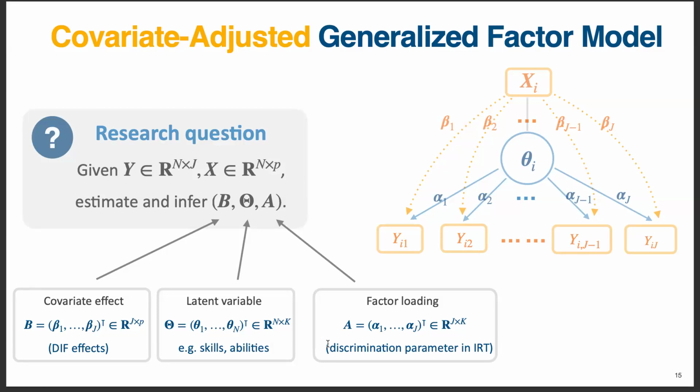So our goal here, from a statistical perspective, is to make statistical inference for this B, this theta and this A, given observed X and Y. That's a general setup of the problem.